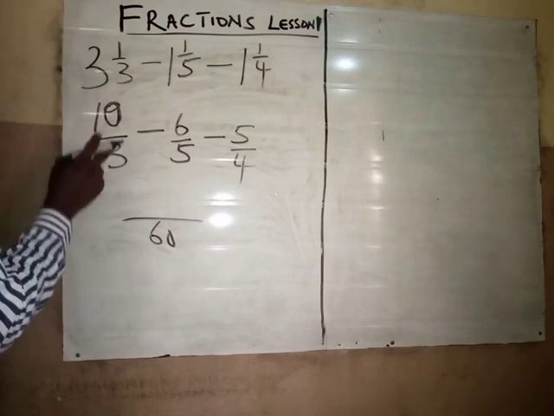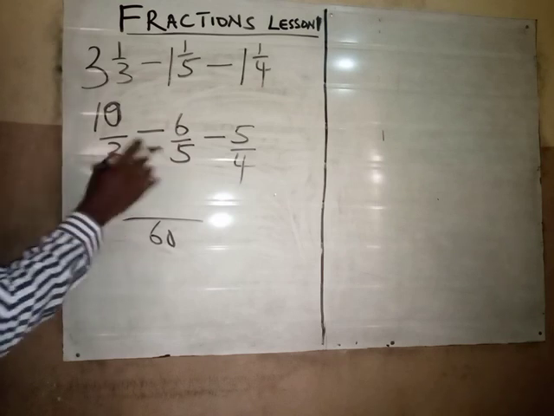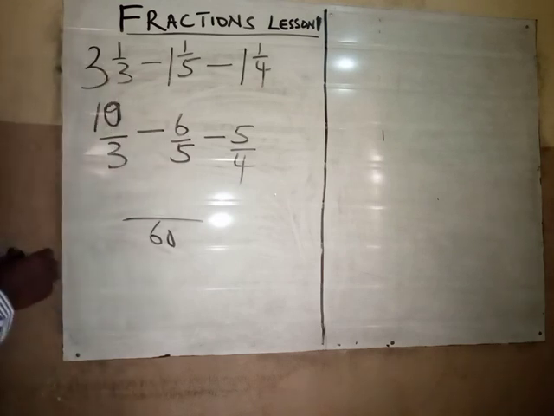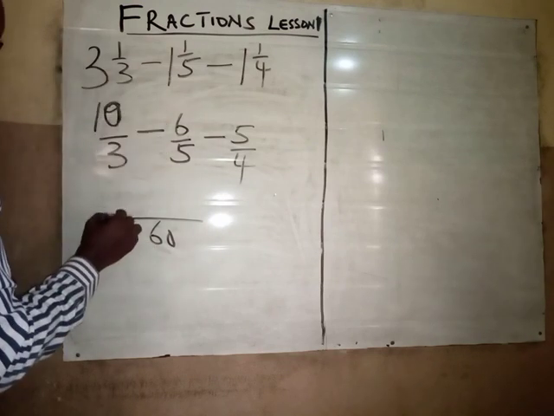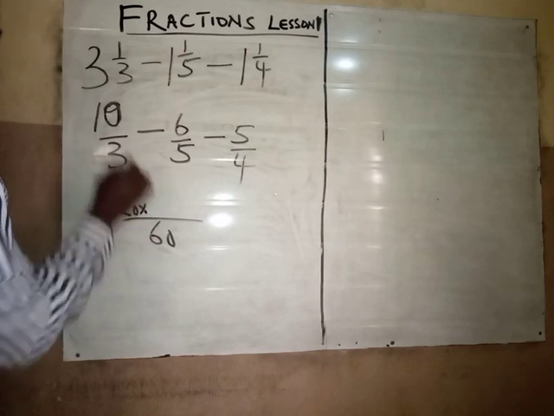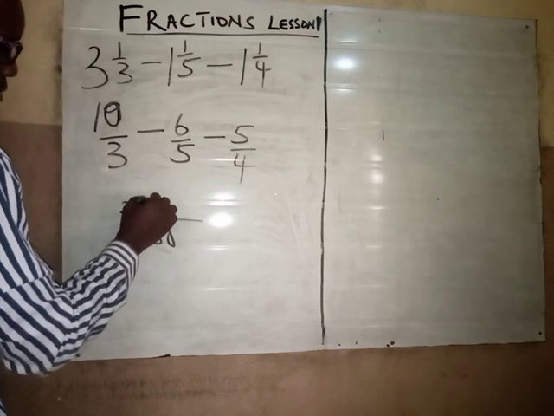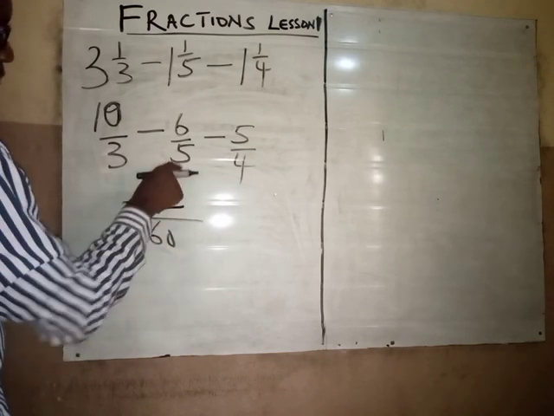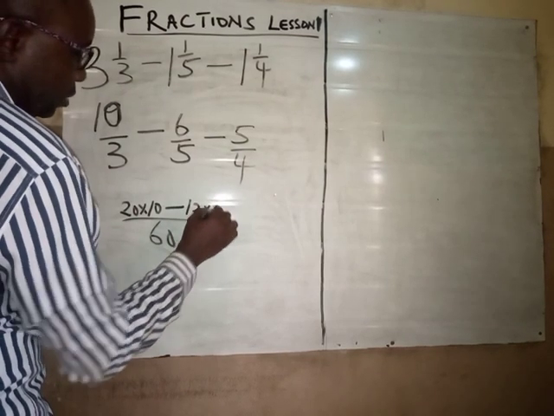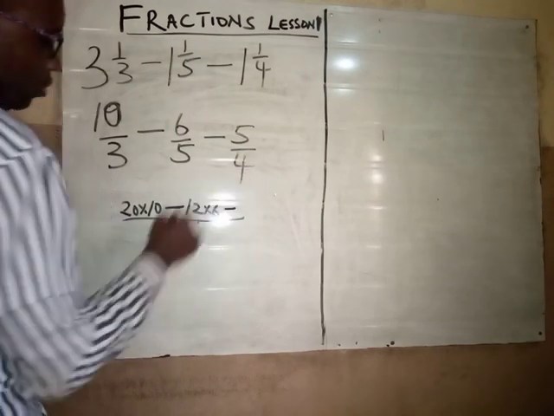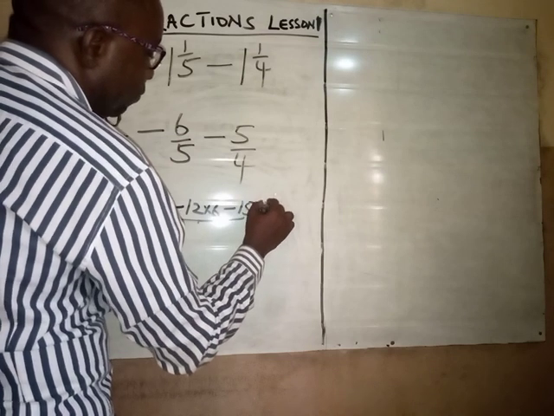So what will happen is that you divide the LCM by each of the denominators of the fractions, and whatever you get, multiply it by the numerator. So 60 divided by 3 will give me 20. 20 times the numerator, 10. Minus 5: 60 divided by 5 will give me 12. 12 times 6. Minus 4: 60 divided by 4 is 15, 15 times 5.